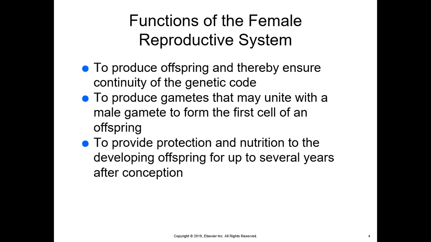And so that's the set that it will contribute to the new offspring. So the female gamete is the egg, and the male gamete is the sperm. The female gamete has 23 chromosomes, while all the other cells in your body have 46 chromosomes, one set of 23 from your mother, a set of 23 from your father. So another function of the female reproductive system is to provide protection and nutrition to developing offspring for up to several years after conception.